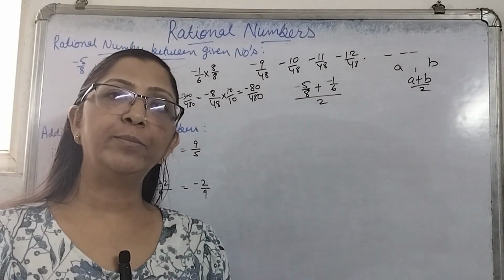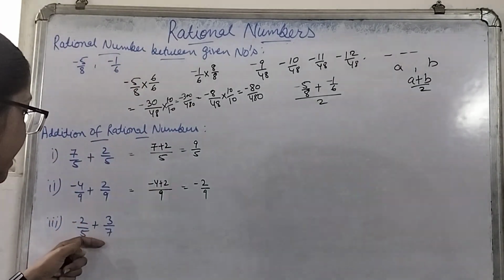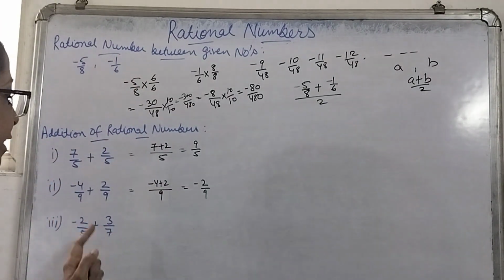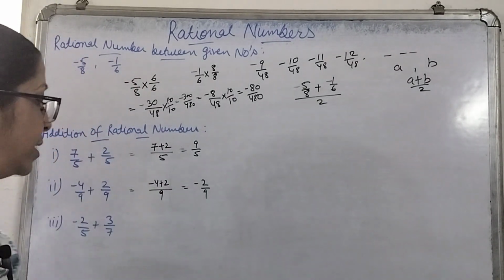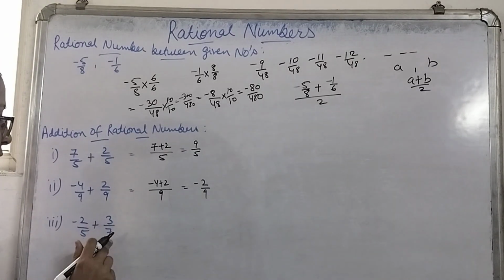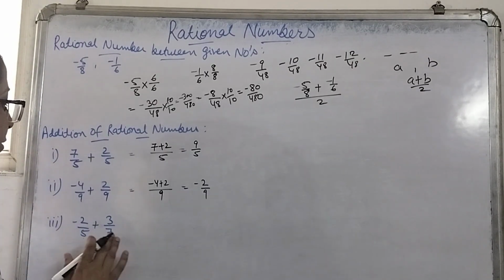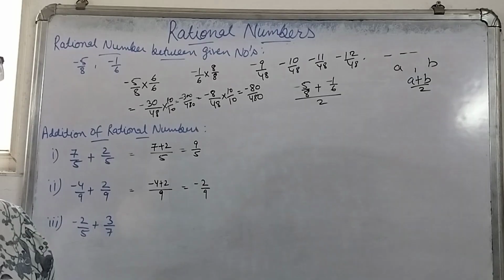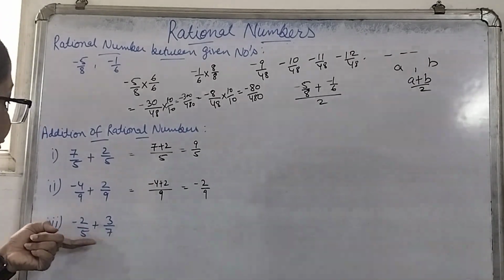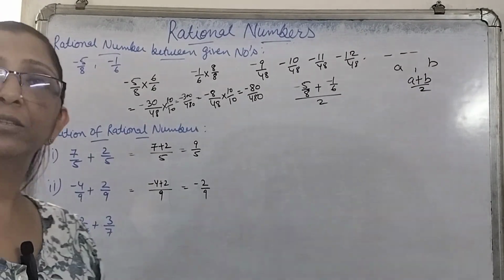In that case, we will find the LCM or convert them into equivalent rational numbers. That means here the denominator is 5, here the denominator is 7. We want both of them to have the same denominator. So the LCM of 5 and 7 is 35.